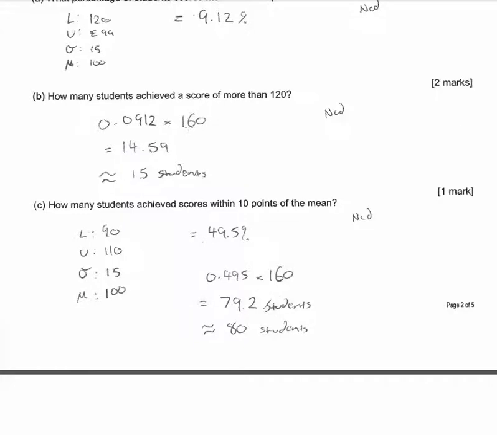How many students was this? So basically, it's got to convert this back down to a probability, which was just move the decimal, divided by 100. So you move the decimal point 2 back, which just becomes 0.0912 times the 160 students, and you'll get a result of 14.59 students score more than 120. Again, because you can't really have 0.59 of a student, we kind of just round up to 15 students scored more than 120.